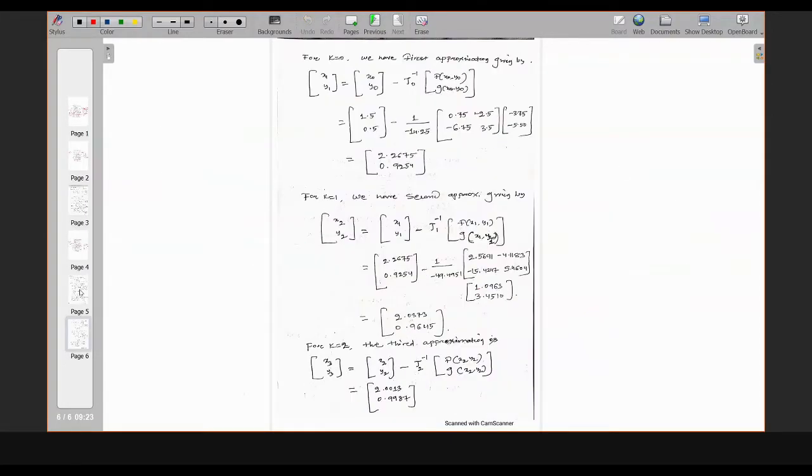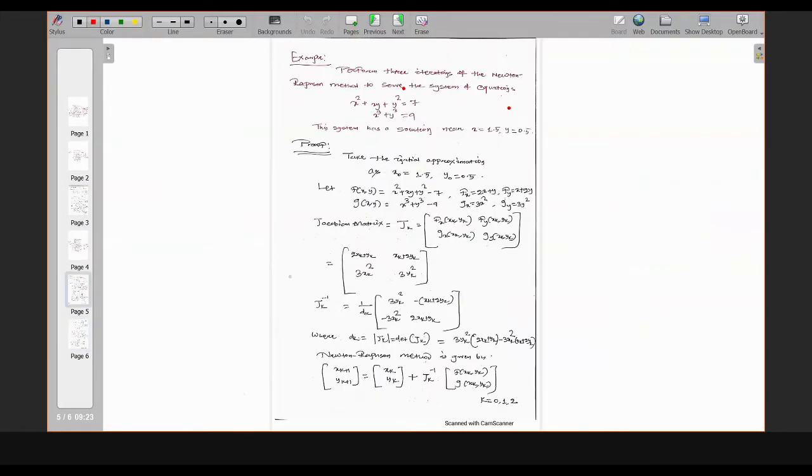I am going to discuss one example. Okay, this example is also given in your assignment problems. You can see, I mean, I will forward Assignment 2 to you. Then you can find these problems. So what is given here? You perform 3 iterations of Newton's Raphson method to solve the system of equations.